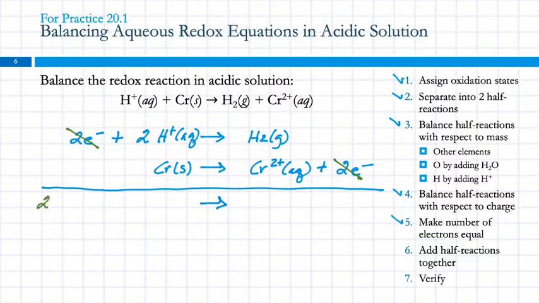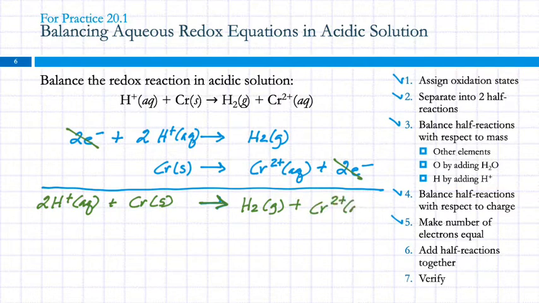And I've got 2H+ aqueous plus Cr solid to make H2 gas plus Cr2+. Verify. Got 2 hydrogens, 1 chromium, 1 chromium. Total of +2 and +2, balanced.